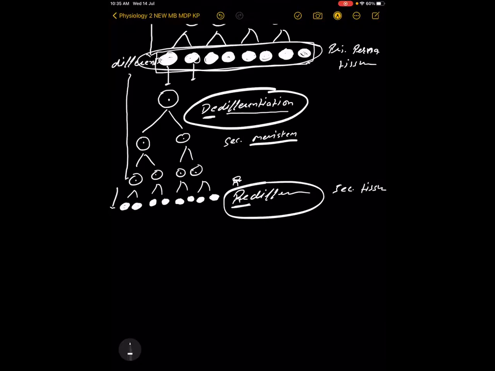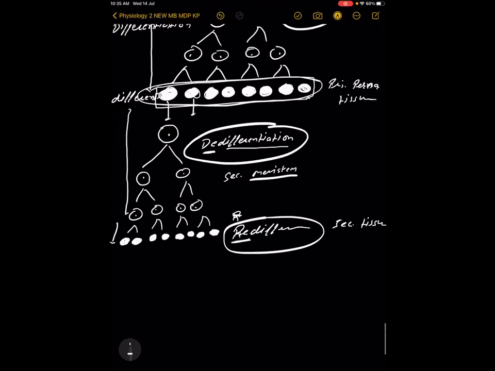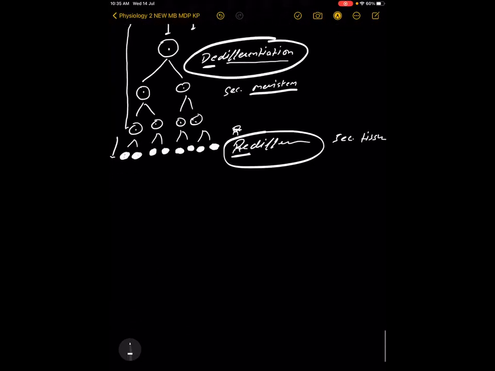Is it clear? Yes, sir. These are three different terms: differentiation, dedifferentiation, redifferentiation. Okay, first term is different.